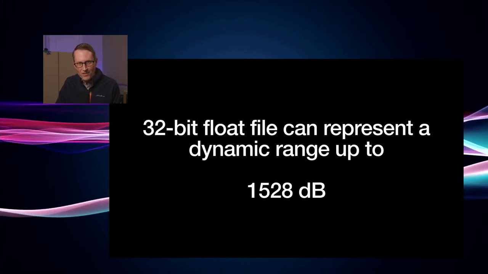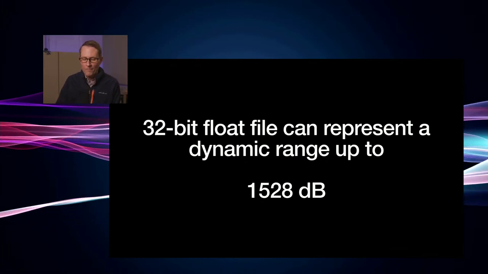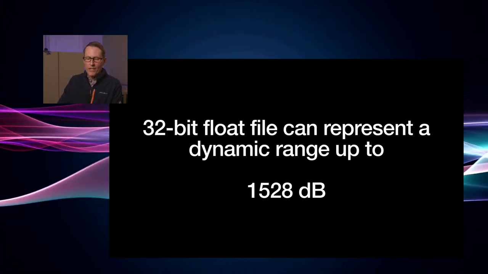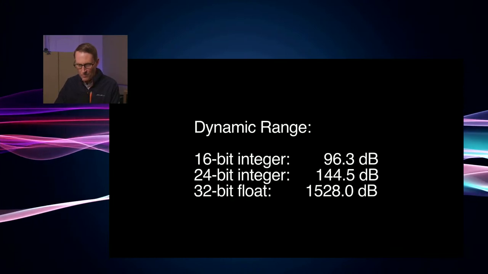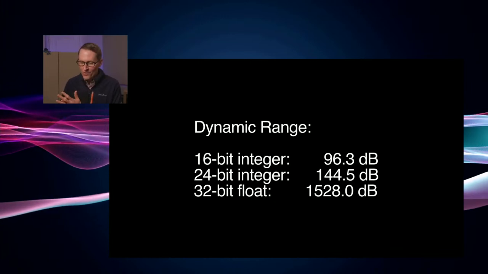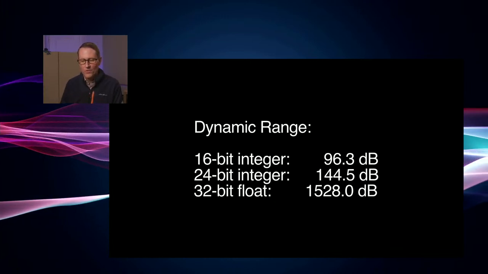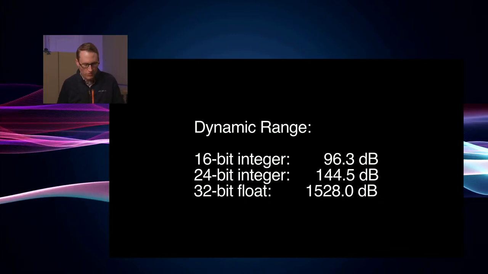What that means in practical terms is that with 32-bit float audio recording or encoding, you can represent a dynamic range of 1,528 decibels. Now, to compare that, 16-bit integer is 96 decibels, 24-bit is 144 decibels, 32-bit float is 1,528 decibels.